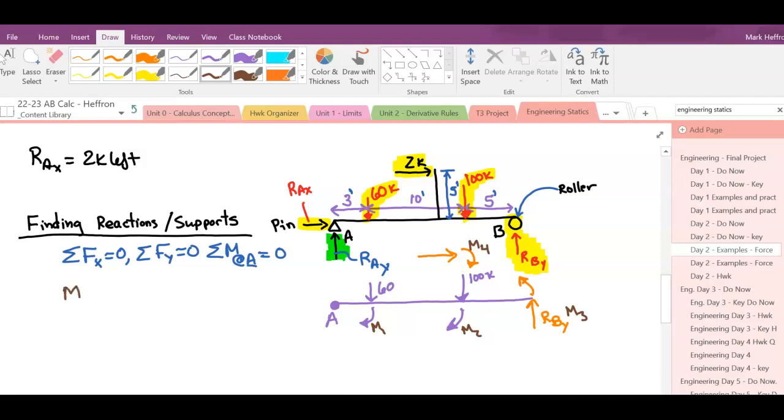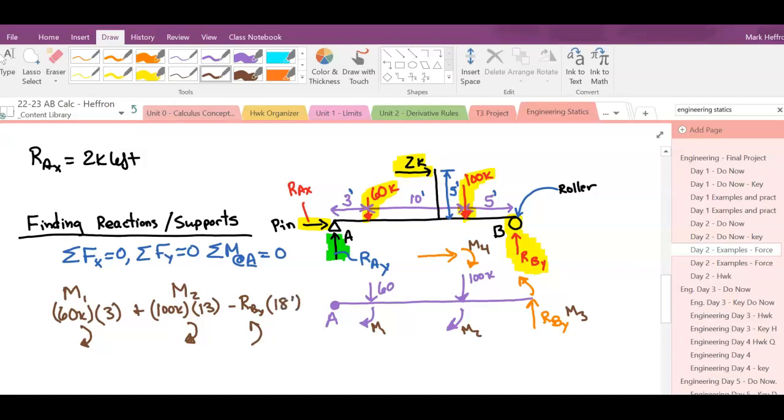So in thinking about moment 1, I have 60 kips times its distance from point A, which is 3 feet, causing rotation clockwise. Then I have 100 kips through a distance of 10 plus 3, which is 13, to the right. That's moment 2. And then moment 3 is going back the other way. So it's minus RBY times its distance, 10 plus 5 plus 3, which is 18.